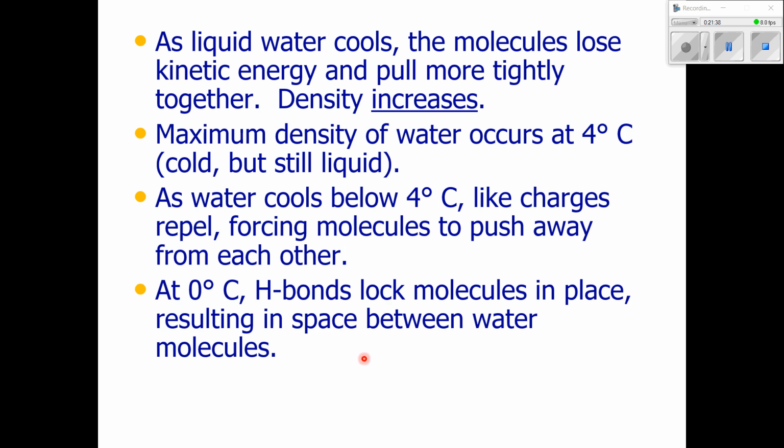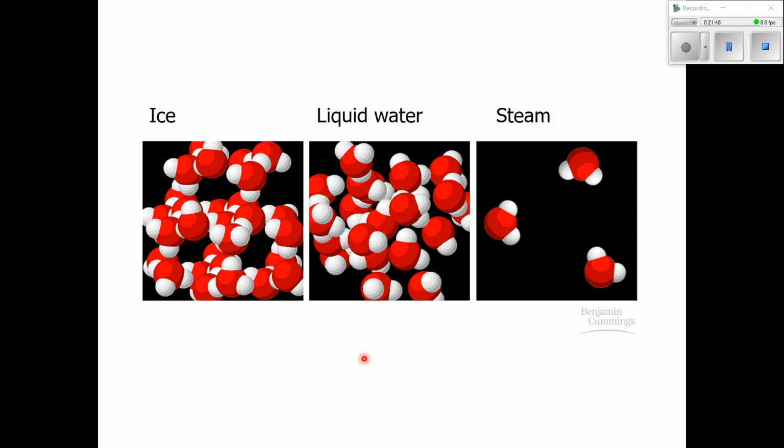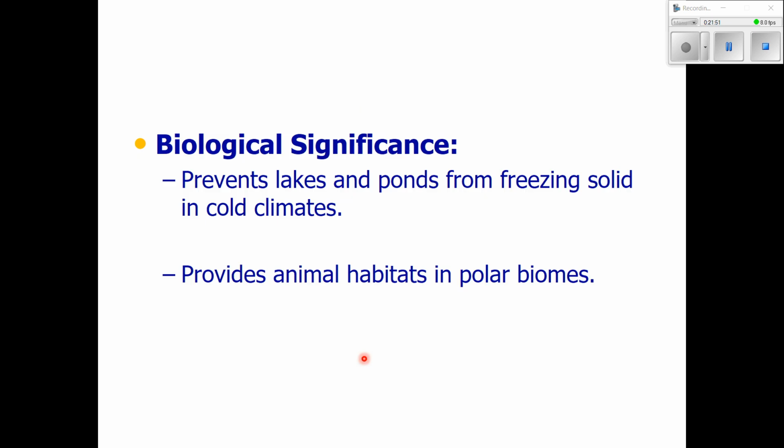Okay, now why does it matter that ice is less dense than liquid water, other than the fact that it makes my ice cube float in my ice water? The biological significance is it prevents lakes and ponds from freezing solid in cold climates. So if there's a lake in northern Canada where it gets really cold in the winter, the top of that lake will freeze as the air temperature makes contact with the surface of the lake. The top layer of water freezes.